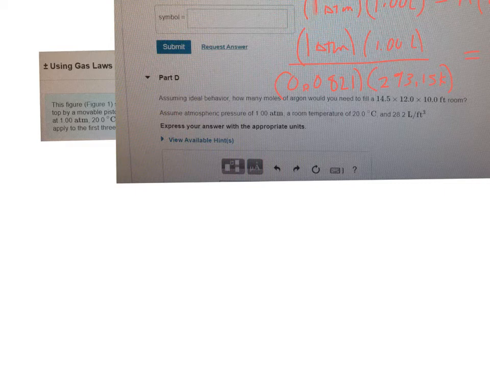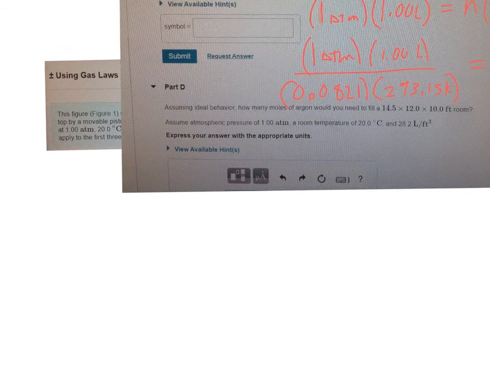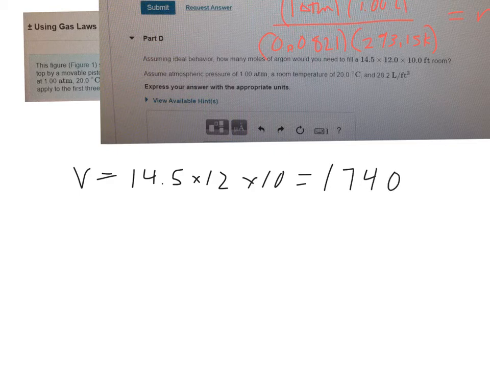Alright, first things first, let's deal with the volume. Volume is length times width times height. So the volume is 14.5 times 12 times 10, and that is going to give you 1,740 feet cubed.